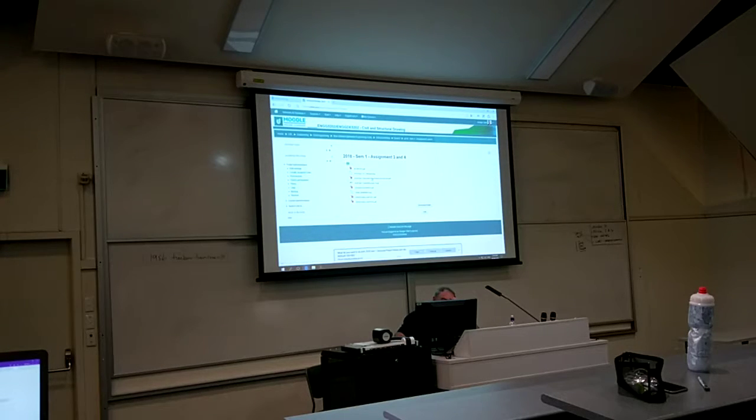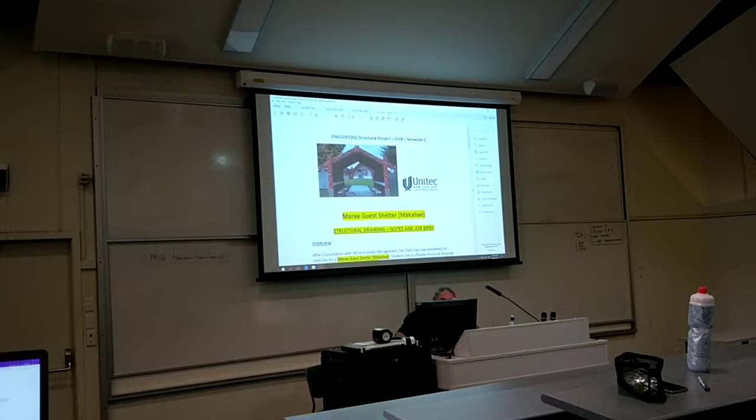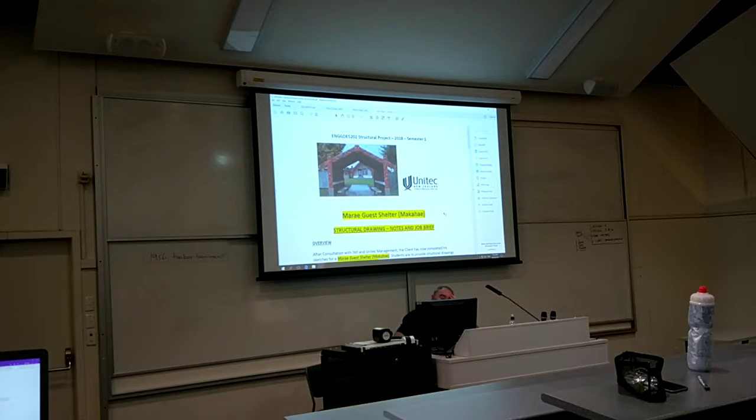So what is the assignment? Well, it makes a bit more sense now with this drawing here. This is only a rough idea of what we're trying to achieve. A marae guest shelter, which a lot of maraes have, because they make the people wait until they're presented with, I've forgotten the name of it now, so I won't embarrass myself. There's a stick that they put on the ground, and then the person accepts it as a challenge and they're invited into the marae.